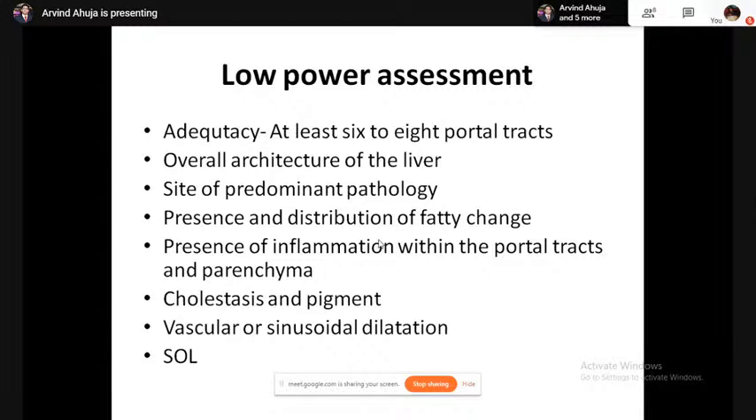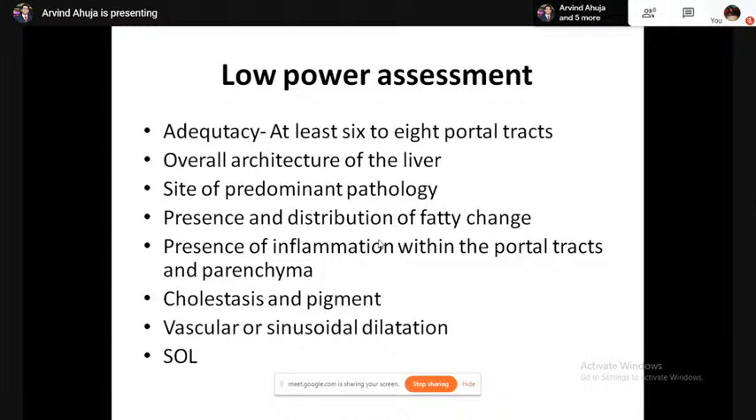Then we see for the fatty change whether fat is present or not. If there is fatty steatosis, then what is the pattern of distribution of steatosis? Then the other point is we look at the portal tracts, whether inflammation is present or not, and whether there is interface hepatitis or only portal inflammation. And we also look at the lobules, whether there is parenchymal inflammation or lobular inflammation.